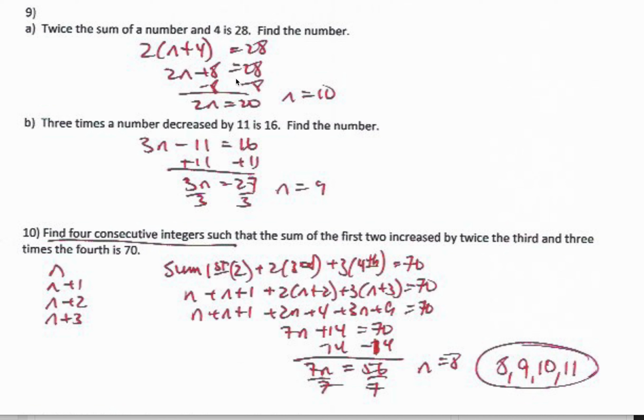Distribute the 2. 2n plus 8 is 28. Subtracting the 8, 2n is 20. Dividing by 2, n works out to be 10.